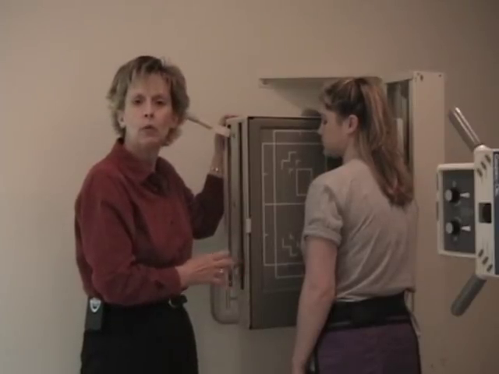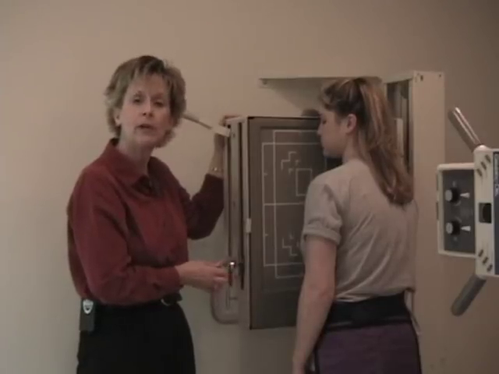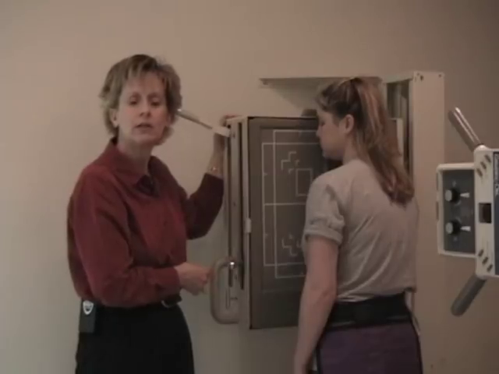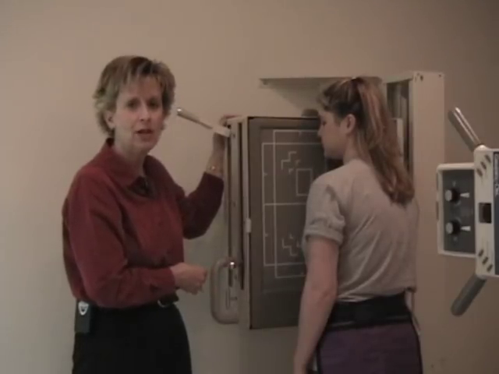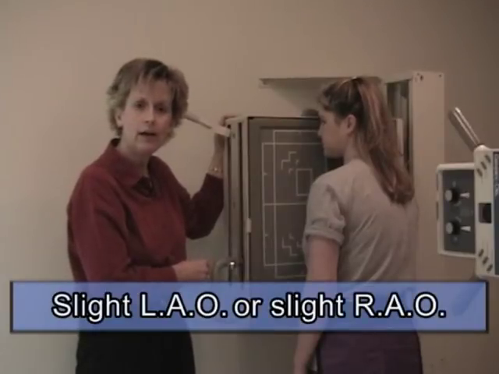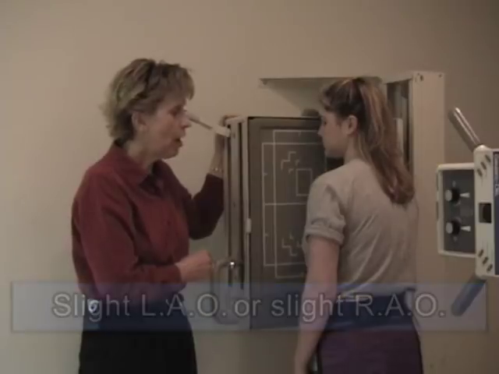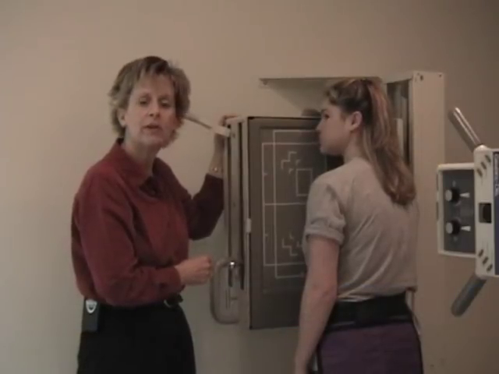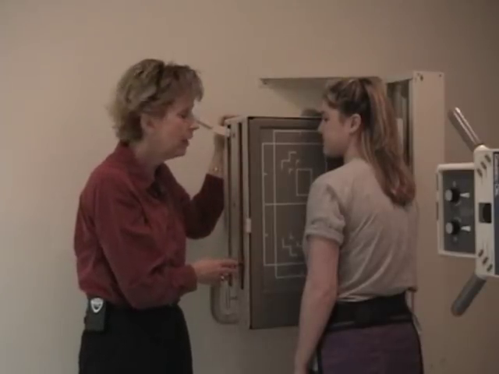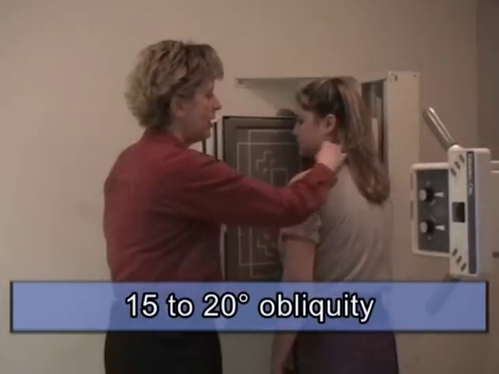The heart shadow will be in the way either LAO or an RAO, and you have to do an oblique because the sternum won't show up, or, well, it will show up, but it'll be underneath the spine in a true PA position. So your options are very slight LAO or very slight RAO, and the RAO is preferred because the heart will cover more of the sternum and therefore the density will be more uniform throughout the sternum. The degree of obliquity is probably 15 to 20 degrees.